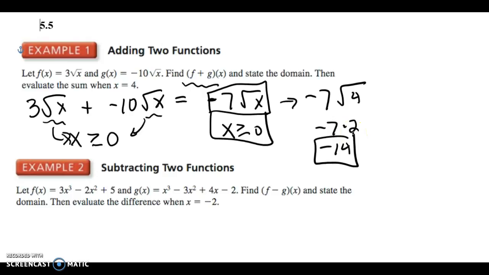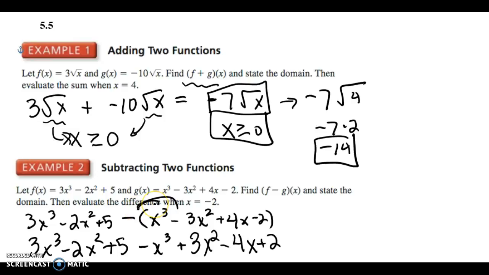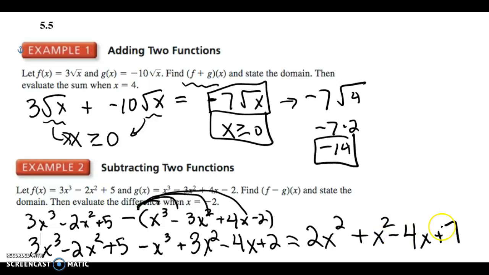Now let's try subtracting. We're going to be subtracting f and then minus g. So I'm going to copy down the f function, and I'm going to subtract the entire g function. Don't forget that when we subtract, we're going to have to distribute our negative to the entire g function. Now that I've distributed my negative, I can simply add like terms. So add your cubes together, your squares together, any x terms, and your constants.